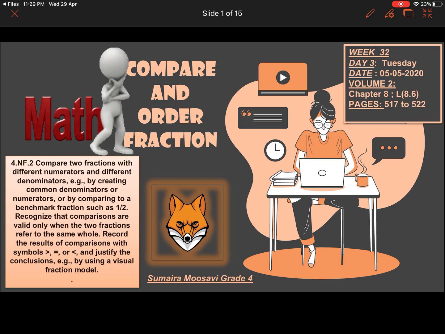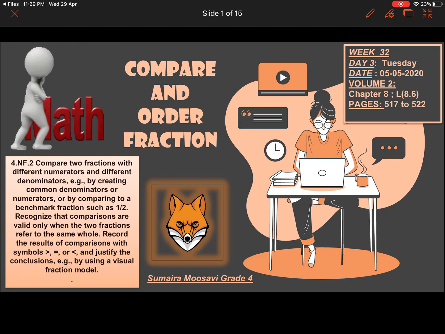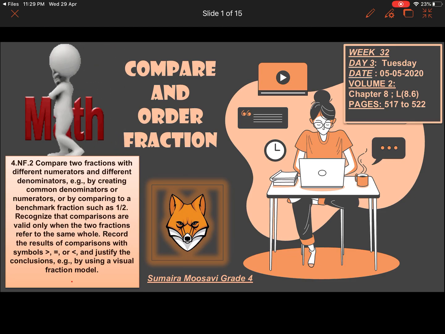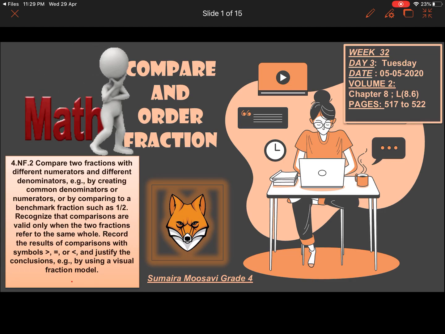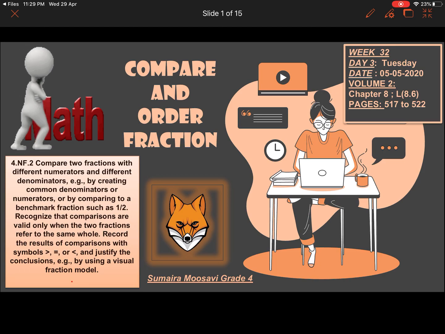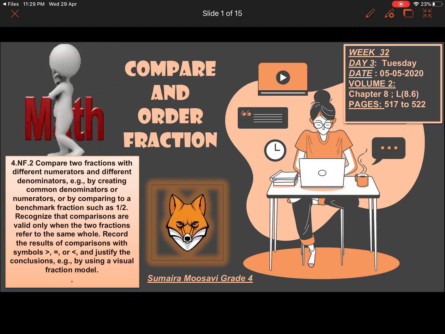Till now, we had learned equivalent fractions, greatest common factor which is GCF, simplest form of fraction, and now today's topic is compare and order fractions. Hope you will enjoy this lesson as you enjoyed previously.